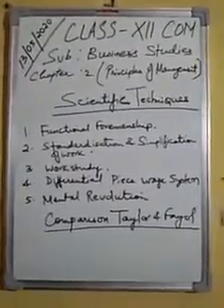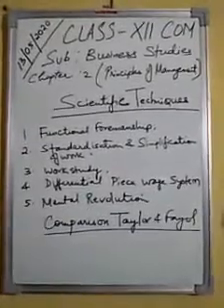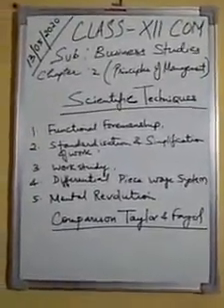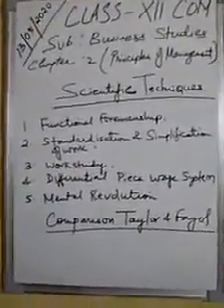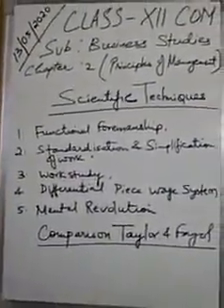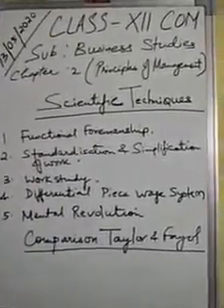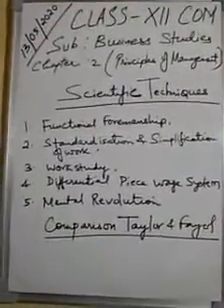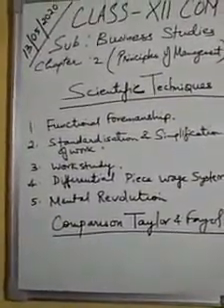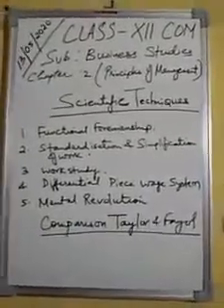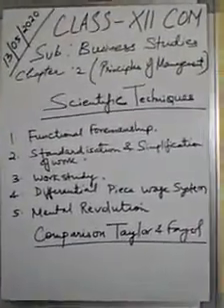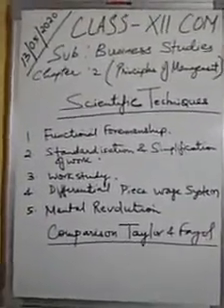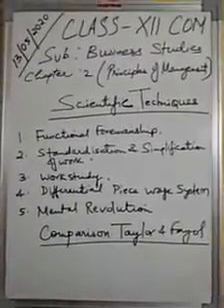Third, work study. Work study is of 4 types: fatigue study, method study, time study, and motion study. Fatigue study is conducted to find out the frequency of rest intervals, the duration of rest intervals, and the number of rest intervals. Second, method study is conducted to find out the one best way to perform the job. Time study is conducted to determine the standard time required to perform a job.